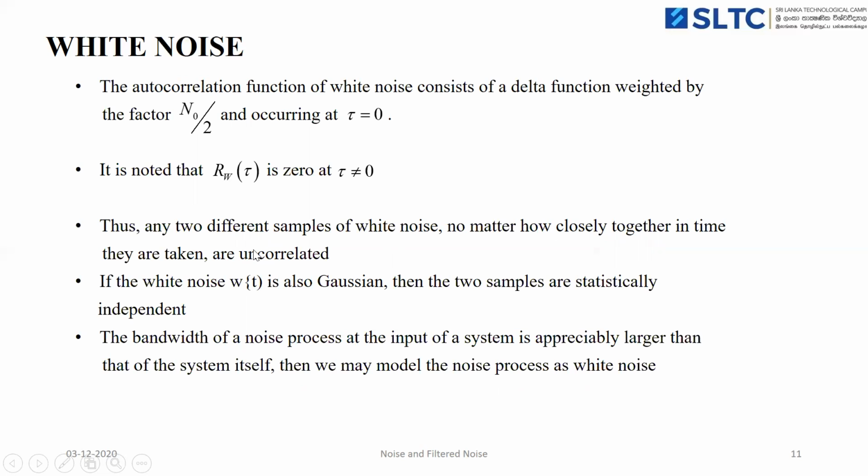Thus any two different samples of white noise are uncorrelated with each other, because the autocorrelation function is 0 at tau not equal to 0. That's why any two sample functions are uncorrelated. Moreover, if the white noise is Gaussian, then we can say that these two samples are also statistically independent, right?